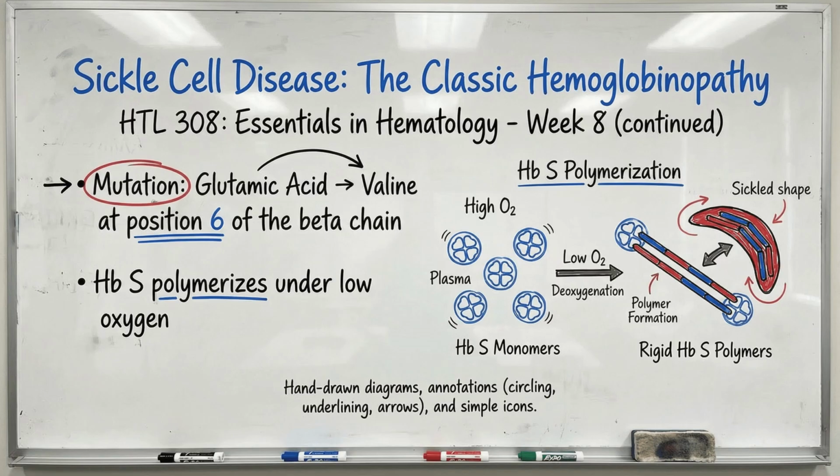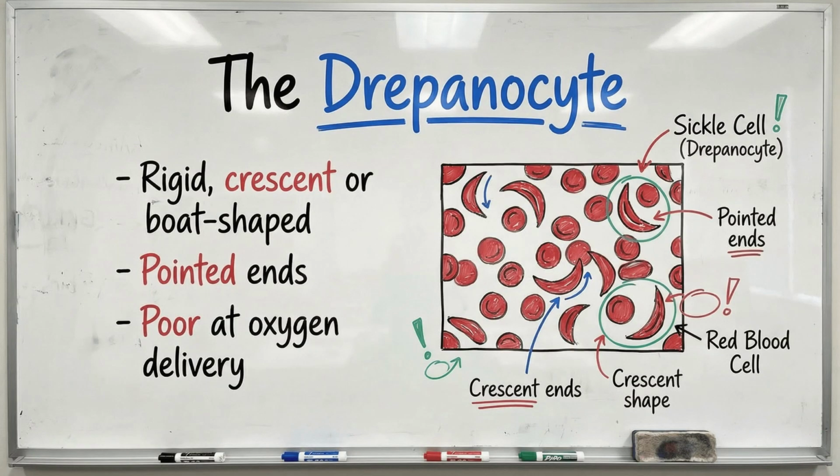Imagine trying to fold a perfectly good tent versus one with rigid, unbending poles. That's what's happening inside these cells. This polymerization is the root cause of all the trouble, and it dramatically alters the cell's behavior. This polymerization of hemoglobin S literally twists and distorts the red blood cell into that unmistakable crescent or boat shape that we call a drepanocyte or sickle cell.